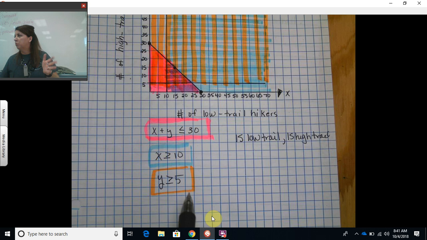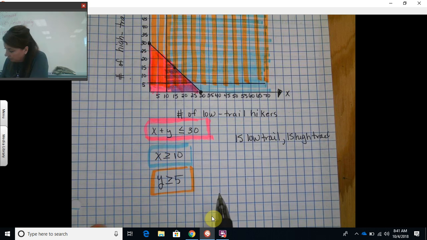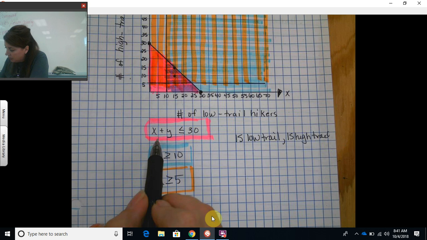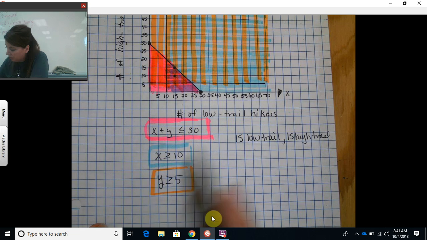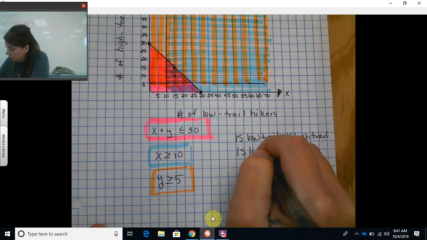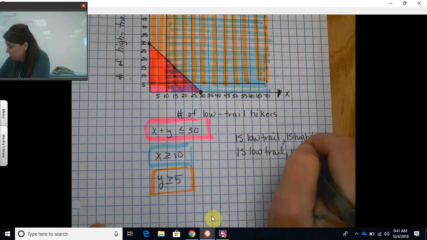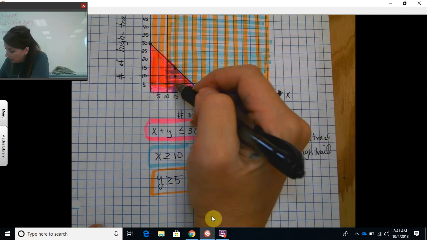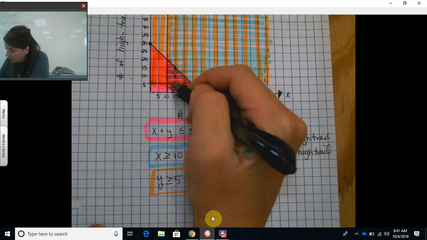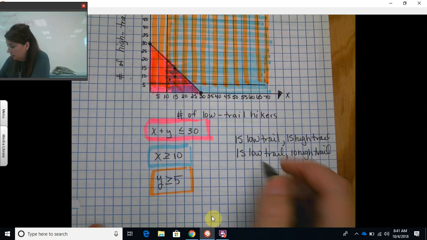Another combination. 15 and 10. 15 low trail hikers plus 10 high trail hikers. Is that less than or equal to 30 hikers? Yes. Do we have at least 10 on the low trail? Do we have at least 5 on the high trail? Yep, so that works. Could I have like 11 low trail and 7 high trail? Yeah. That would make all 3 inequalities true as well.